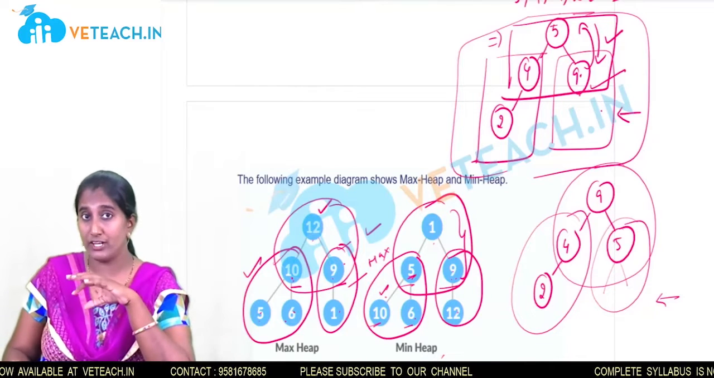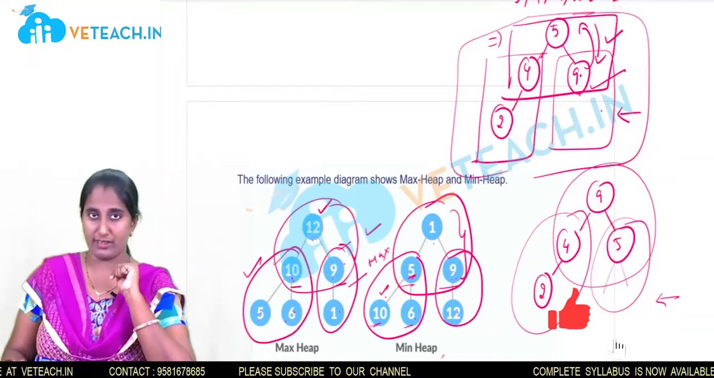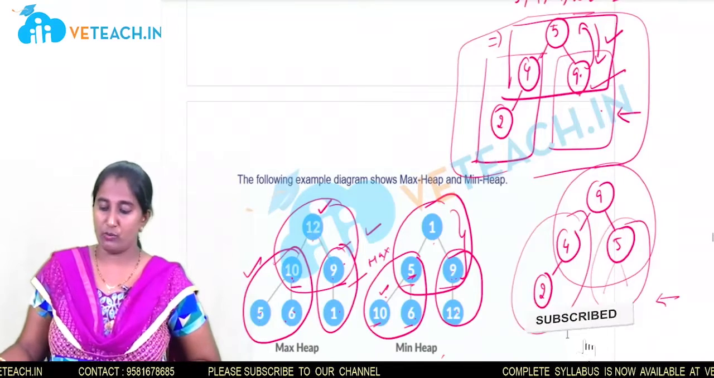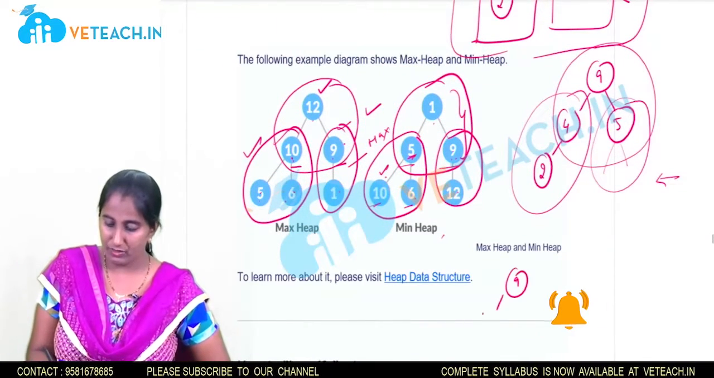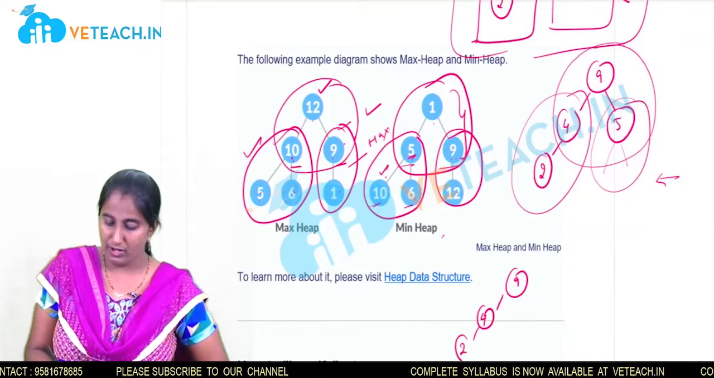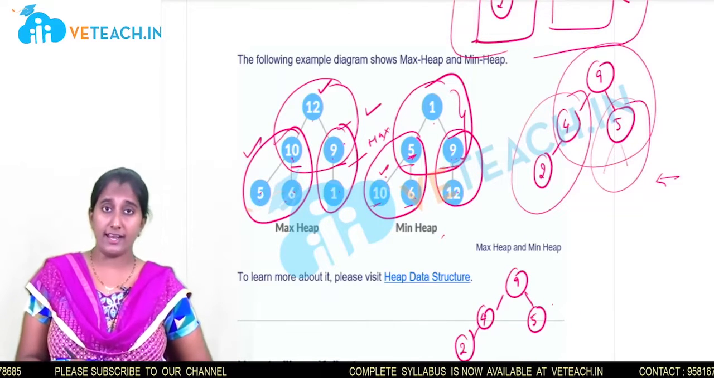Now what we need to do is perform the heap sort algorithm. Consider this tree: 9, 4, 2 and 5. Here we need to delete the node.